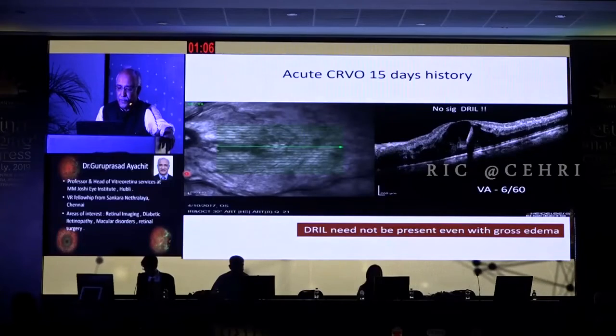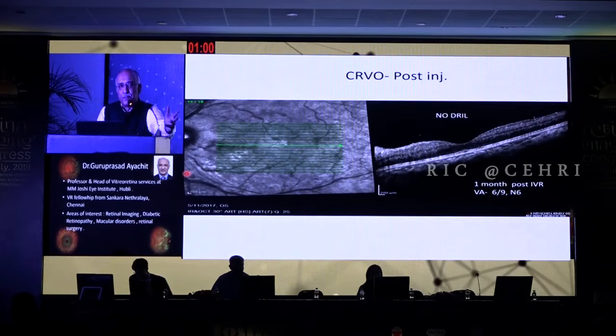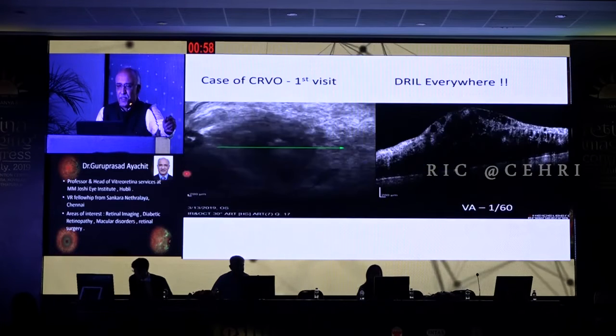Let me take you through some examples. One case of acute CRVO with a 15 days history. This patient had no significant DRIL to begin with. You can see that although there is edema, all the layers, all the bands are traceable to the fovea. So there need not be DRIL when there is gross edema. And this is the post-injection. There is no DRIL at all in this particular patient.